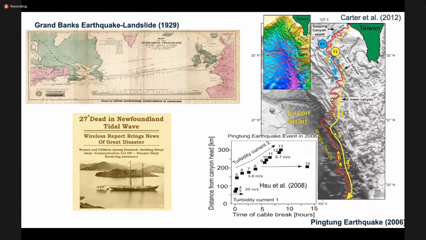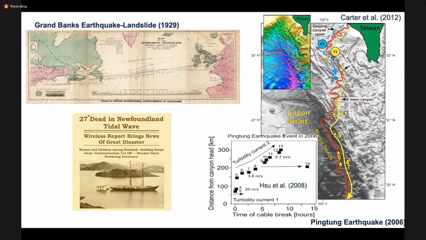Multiple instances of cables have been broken, particularly where they cross submarine canyons and channels, such as the well-known case of the Gaoping Canyon off the south coast of Taiwan. And these sequential breaks of cables progressively down a canyon have given us some of the first information about how fast these flows were going. So in both the case of the 1929 Grand Banks event and the Pingtung earthquake in 2006, Typhoon Morakot in 2010, the maximum speeds these flows were traveling was up to about 20 meters per second, and generally decelerating through the system.